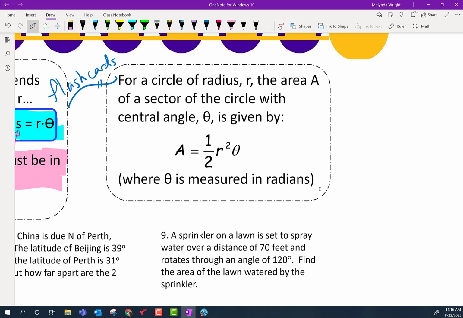So here, another formula to put on your memory list. This is area of a sector. It's one half r squared theta, and again, probably no surprise, theta has to be in radians. Okay. So we're going to practice using both of those formulas with these three examples down here.